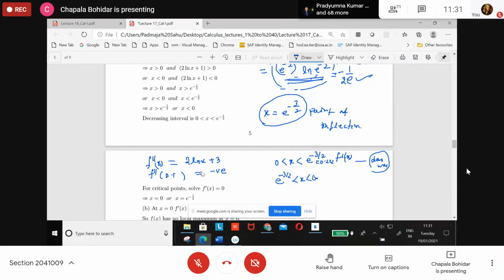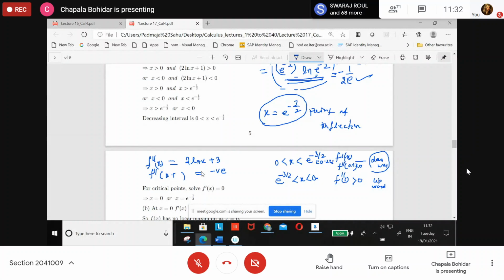By considering f double dash of 0.1, it is less than 0, so it is concave downward. Now, from 0.223 to infinity, I can consider 1, easy. So f double dash of 1, what are we getting? I am getting 3, so it is greater than 0. So it is concave upward. All of you clear? Yes, ma'am.